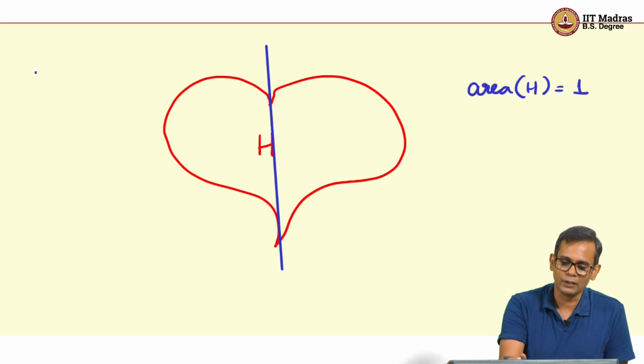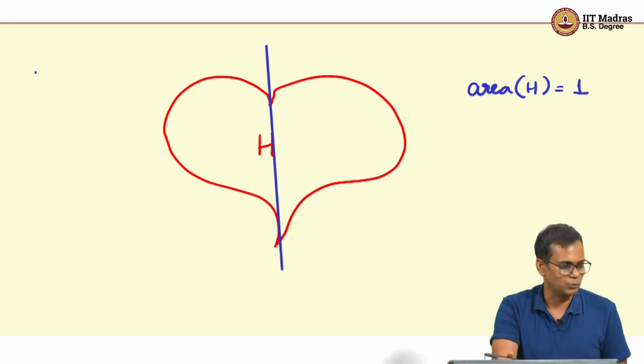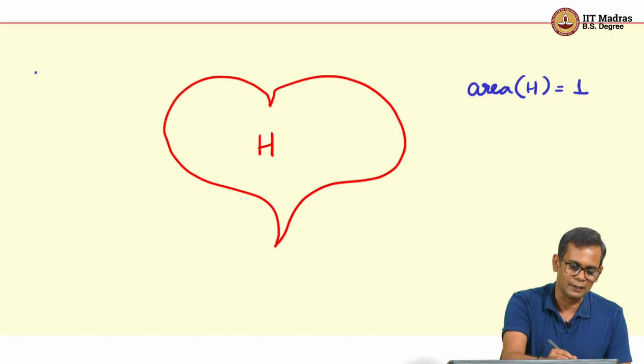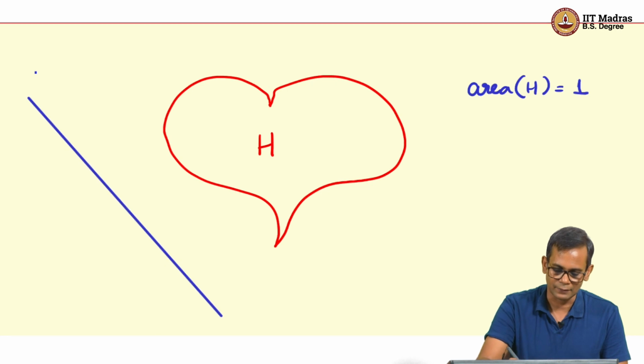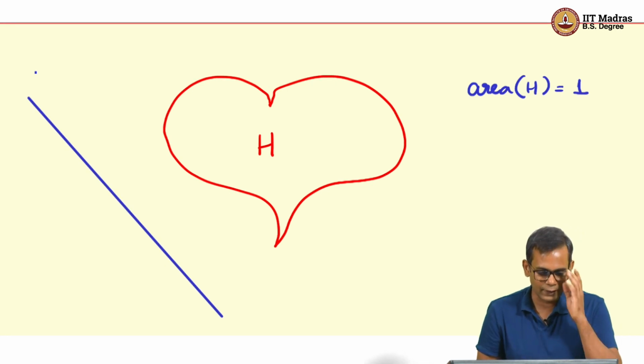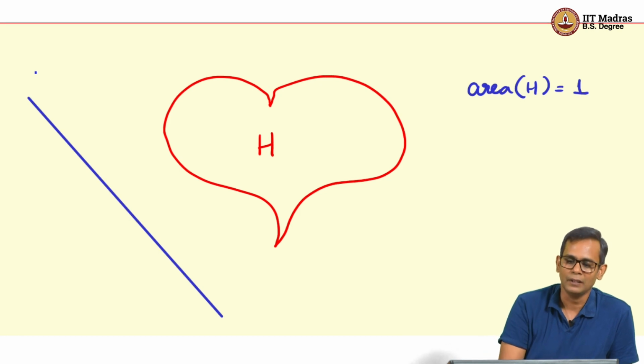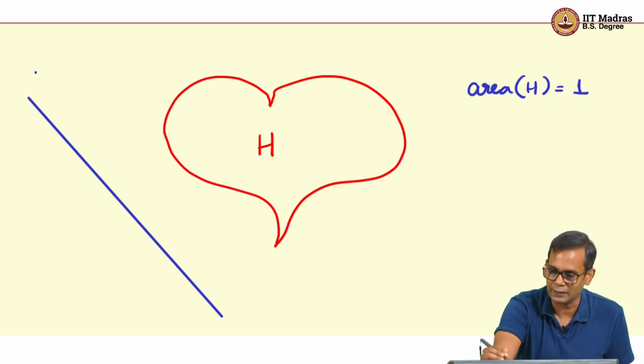So, the area to the left of this blue line would be the same as the area to the right of the blue line. But what if the line I am taking is not vertical, but at some funny angle? Here I have drawn a line at some funny angle, and can I move it parallel to itself so that at some point it will divide this heart H into exactly 2 equal parts? Again, this is something that can be proved using the intermediate value theorem.